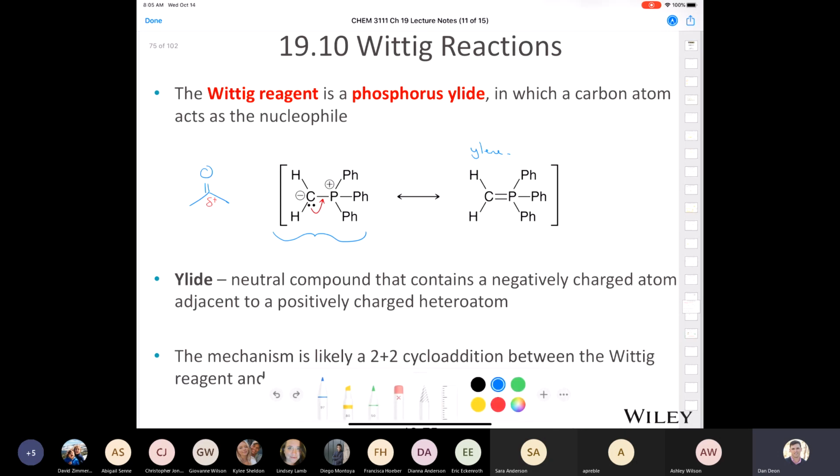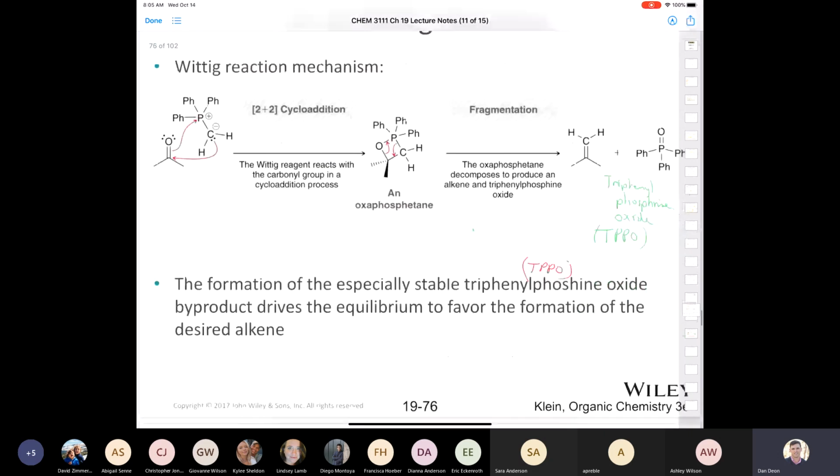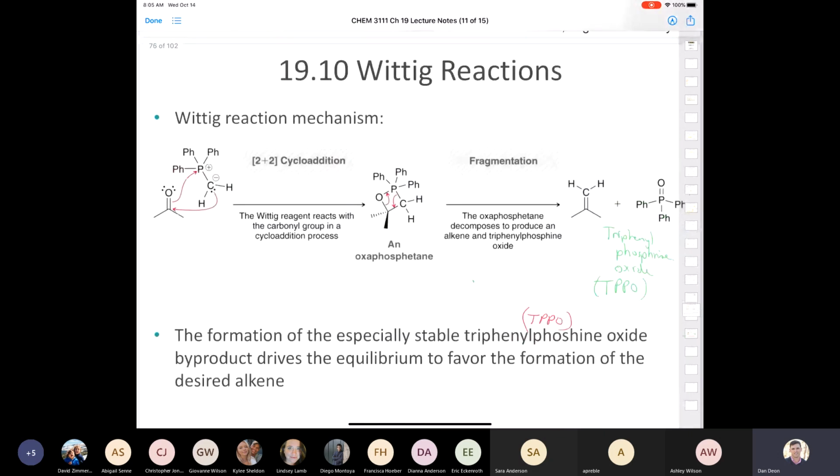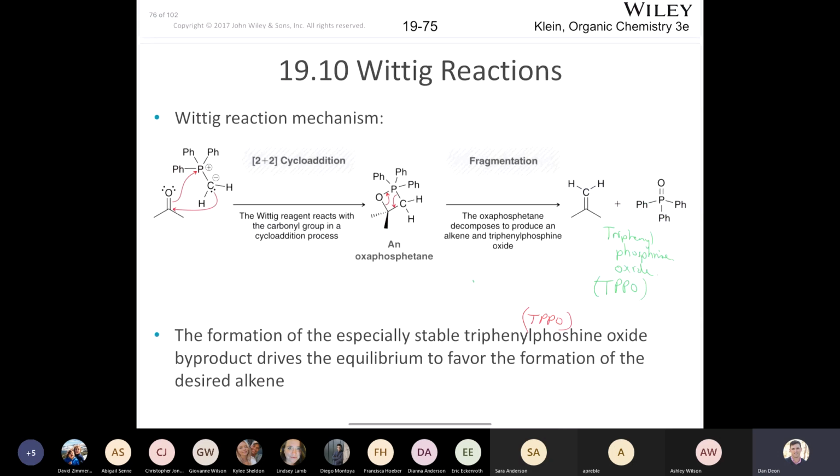Is that a thing? More beneficial is beneficial to students because it forces you to think about the negative charge on that carbon, and that's going to be a good nucleophile, right? That's going to attack the carbon of the carbonyl in the cycloaddition mechanism. And here's the mechanism. I said you should know this mechanism. It's not a long mechanism. It's just a 2+2 cycloaddition.